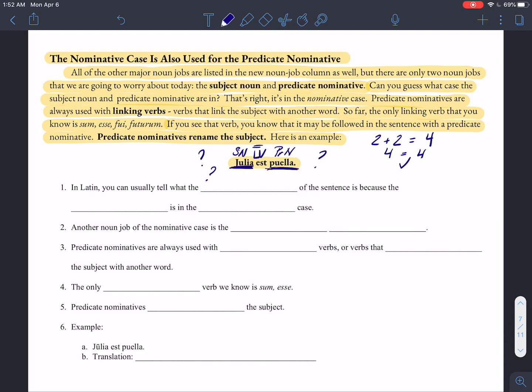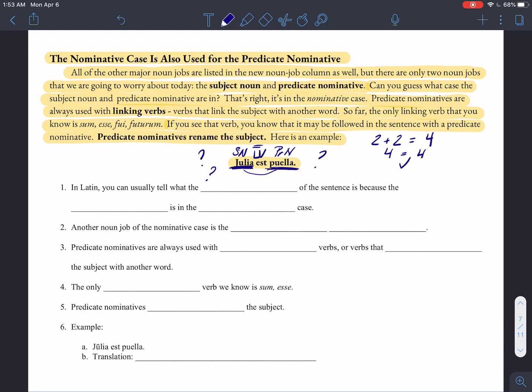Yes, they are. Julia and girl are the same. That would be like me saying Miss Slade is a teacher. Miss Slade and teacher are describing the same person, me. If I were to say Mrs. Prestamo is a woman, right? Mrs. Prestamo and woman are describing the same person. So whatever comes first is your subject noun, and whatever comes next is your predicate nominative.